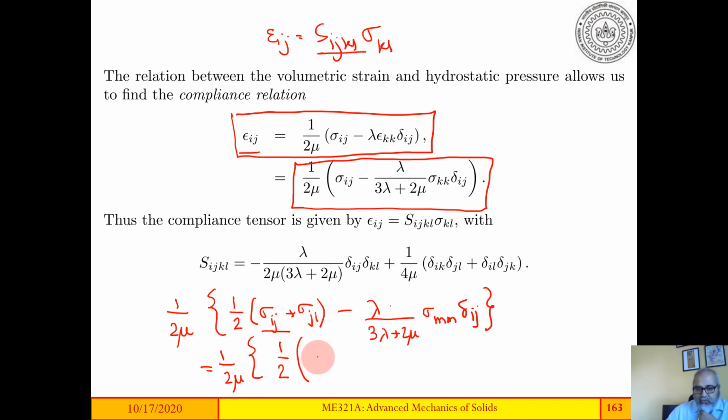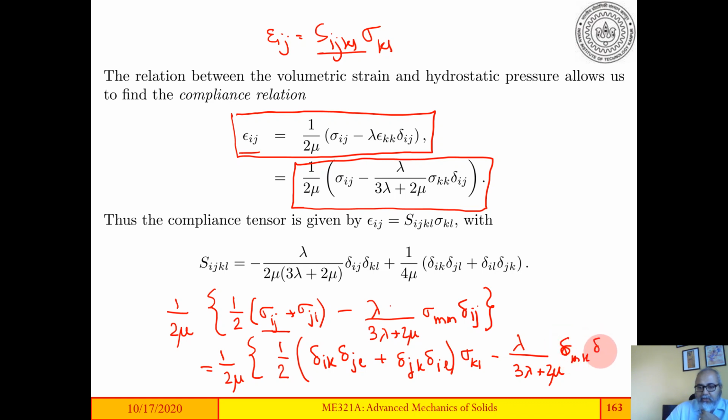So what I can do is I can write it as ikjl sigma kl. Then I can write this as delta jk delta il times sigma kl. So I can write it as this, minus lambda by 3 lambda plus 2 mu, and I can write this as delta mk delta ml delta ij sigma kl. This is what I can write, so that I can now take sigma kl out.